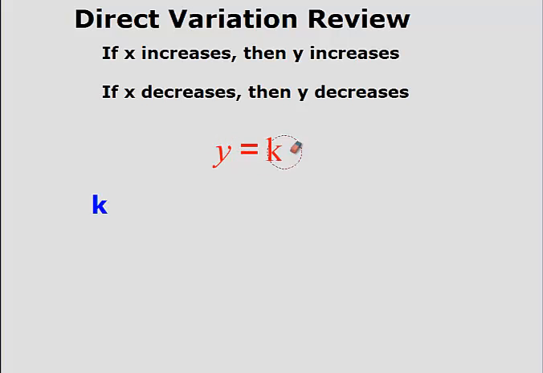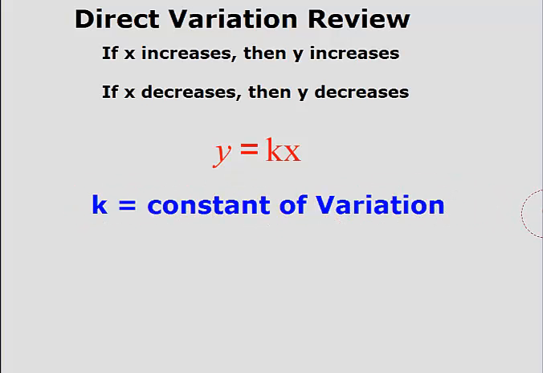Y equals kx. Perfect. Thank you to the both of you. So please have this written down if you don't remember. Direct variation is y equals kx, and does anybody remember what we called the k? Constant of variation. Okay? You guys and gals remember seeing this? Yes? All right. So in this section, you're going to need to know direct variation, joint variation, and inverse variation. And everybody good with the direct variation?